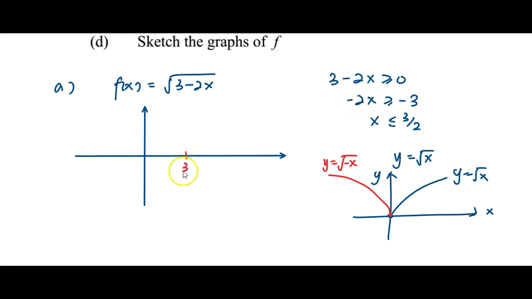So this is just 3 over 2. The starting point, this reference point, is located at 3 over 2, and the shape will follow the shape of the square root of negative x. It will be like this. This is your y-axis. Don't forget to label. And now you can see that the graph passes through the y-intercept. We get this point by putting x equals 0. You get this point as square root of 3. So the graph is already completed.